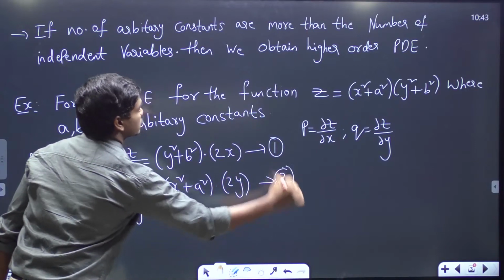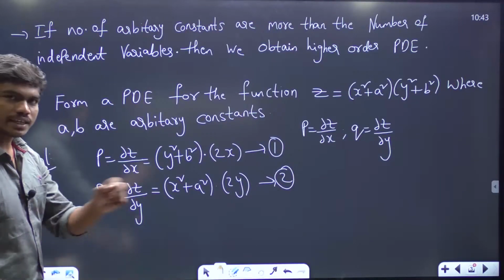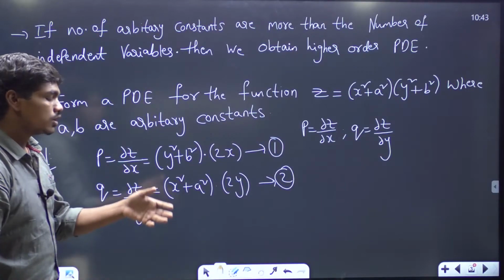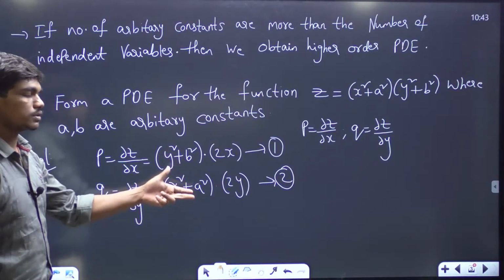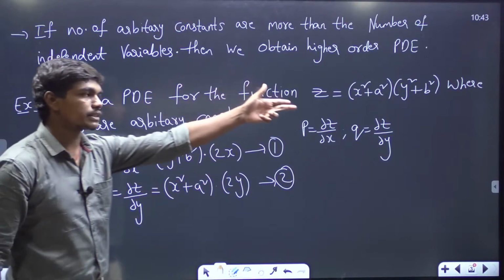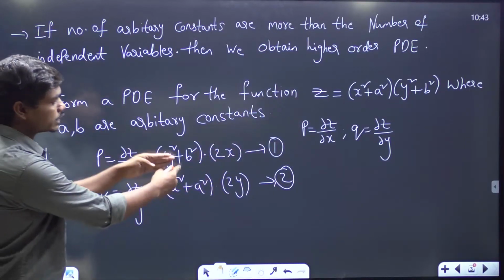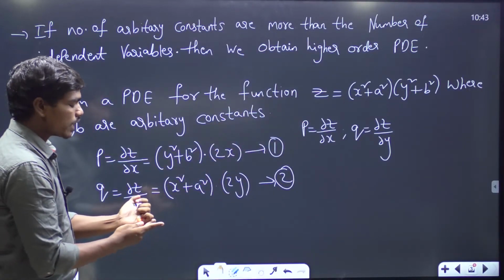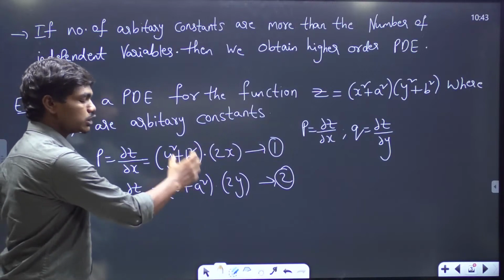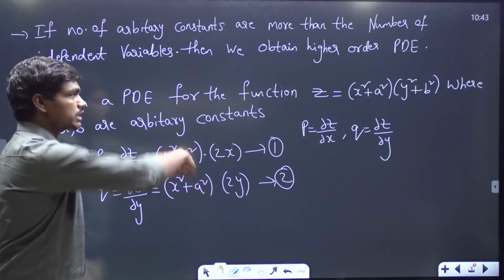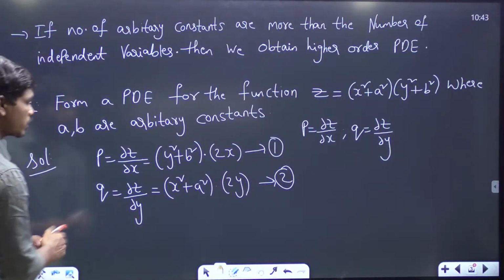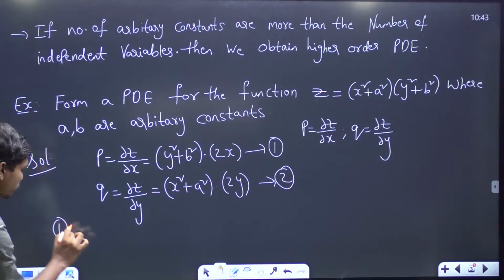So from these two equations, you should think of some mathematical operation so that you will be eliminating these two terms. If you see, you have the product of x square plus a square into y square plus b square in the given question. If you multiply these two, it should come to your mind that you can replace this combination with z. So to do that, multiply 1 and 2.